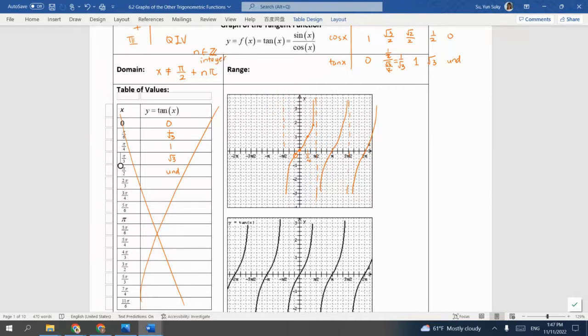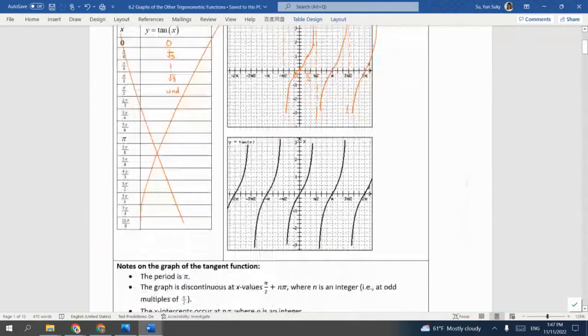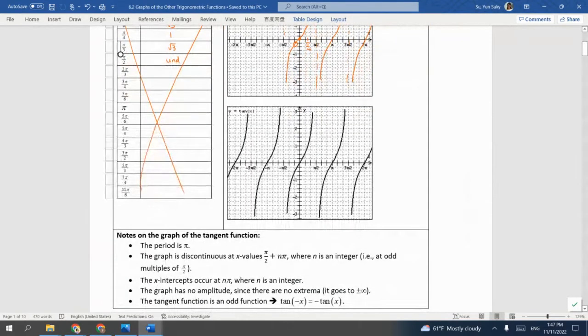How about the range, your y values? See? Your y values go from minus infinity to positive infinity. Yeah, everybody? Can you see that from the graph? So y values go from minus infinity to infinity. Okay, good. Let's look at properties. The period is pi. The vertical asymptote is at pi over 2 plus n times pi. X-intercept: you see? X-intercepts at 0, at pi, at 2 pi, at negative pi. So they are n times pi. They are the x-intercepts.